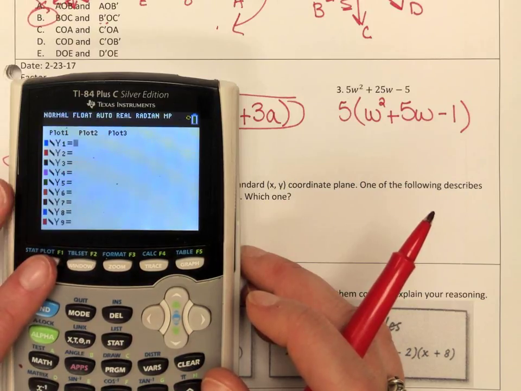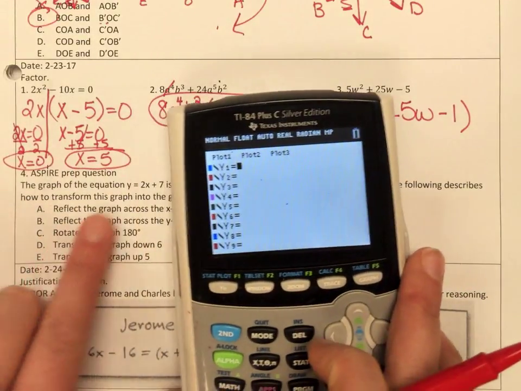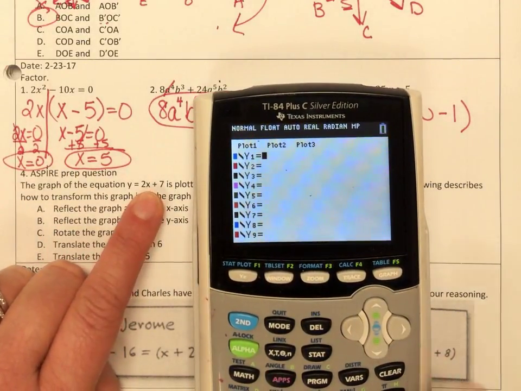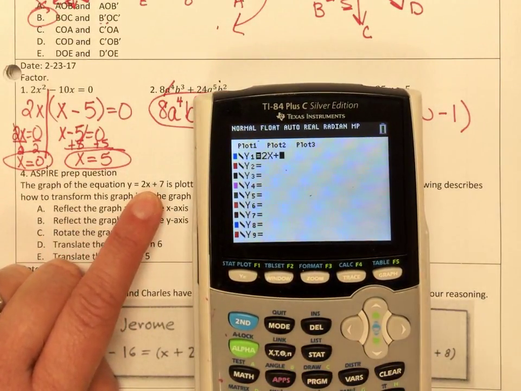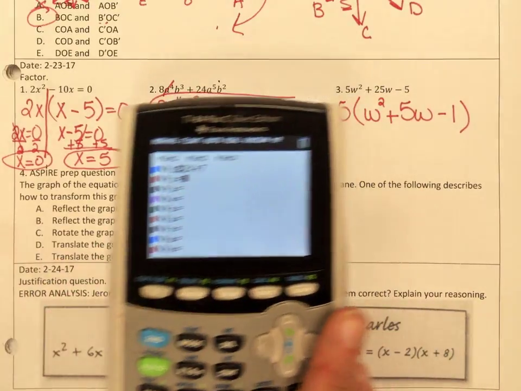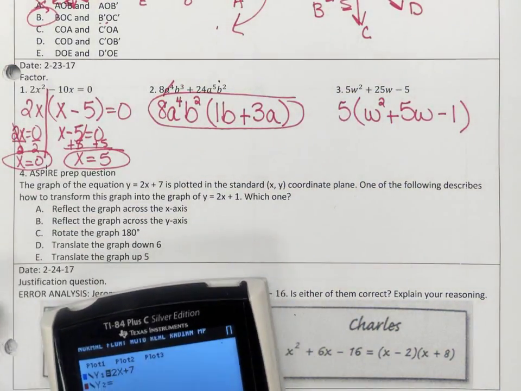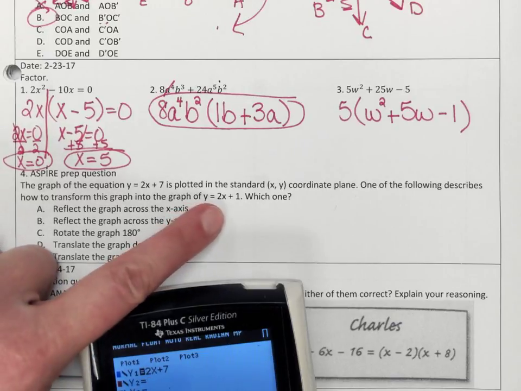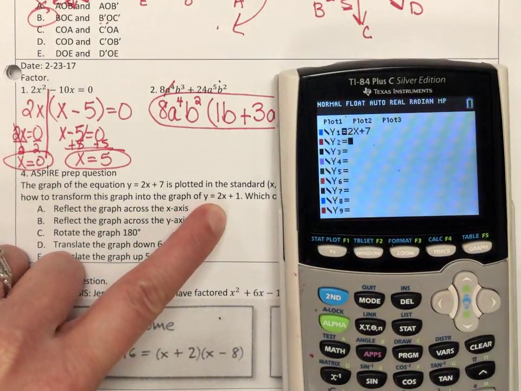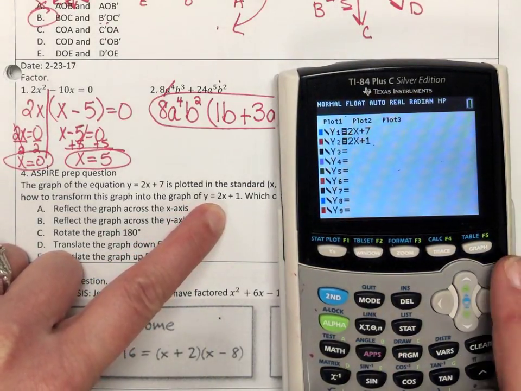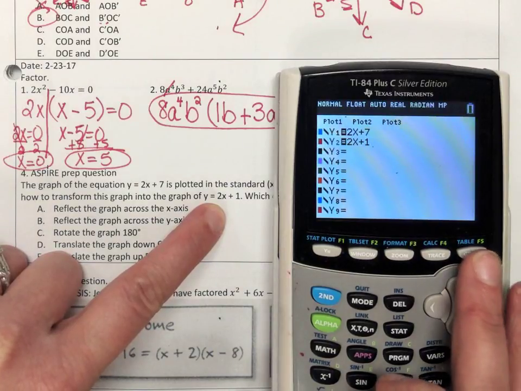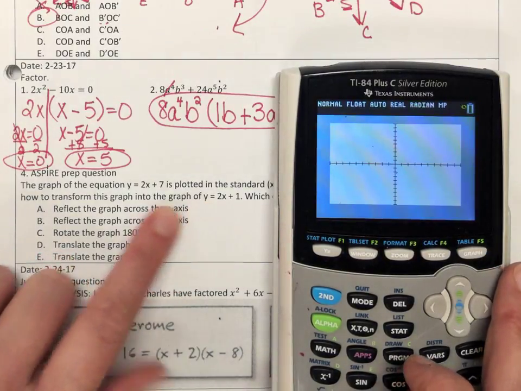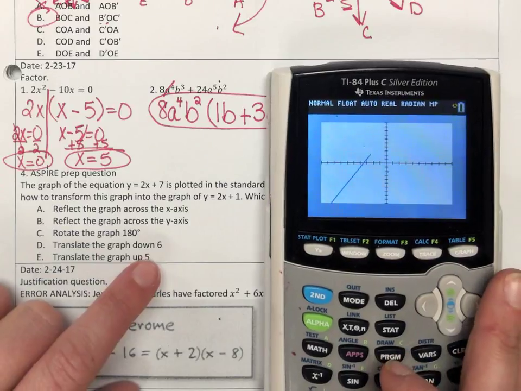Y equals. All right, what's it say first? What's the first equation they give me? 2x plus 7. All right, what's the other one it gives me? 2x plus 1, right? All right, now what do I do to graph? Hit the graph button. Okay, so what happens? Let's see. Let's wait for it to think.